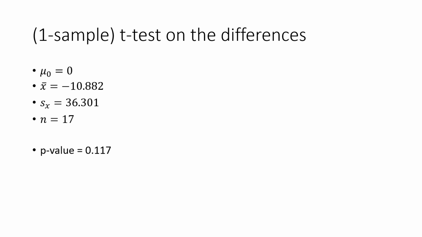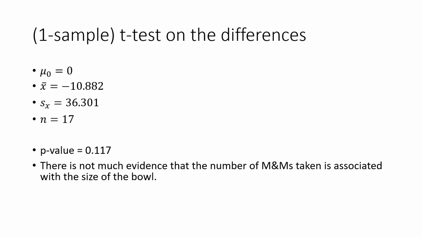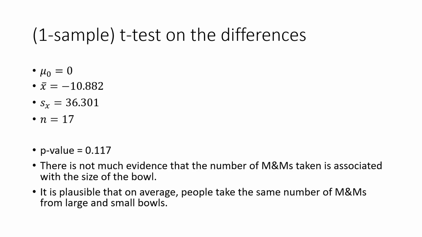You should get a p-value of 0.117. This is a pretty large p-value, so our conclusion would be there is not much evidence that the number of M&Ms taken is associated with the size of the bowl. Or we could say it is plausible that, on average, people take the same number of M&Ms from large and small bowls.